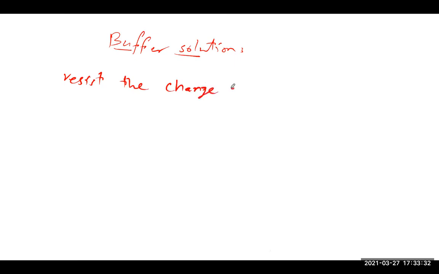Okay, the last point, you need to know the definition of a buffer solution. So what is a buffer solution? A buffer solution is a solution that resists the change in the pH. So this one will resist the change of the pH when acid or base is added. So when you add an acid or base to the solution, this solution will resist the change of the pH, and the pH will stay almost the same.